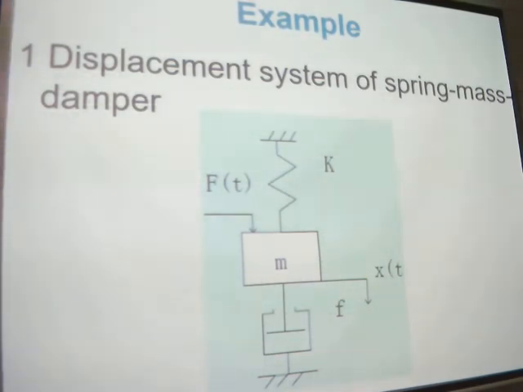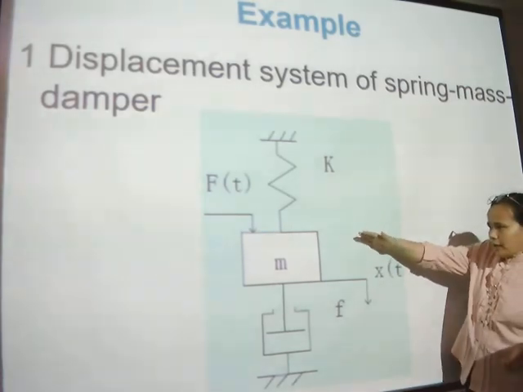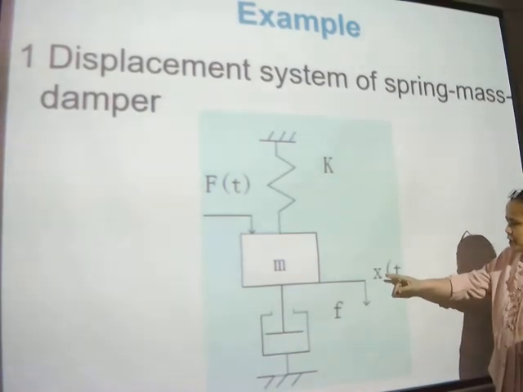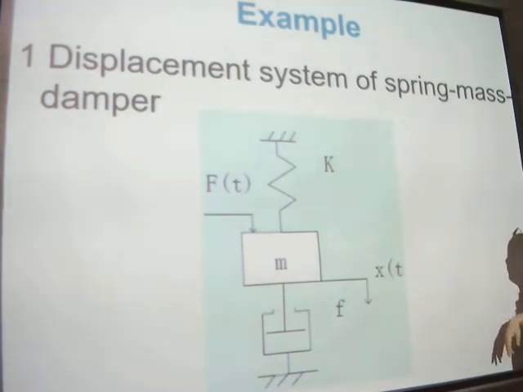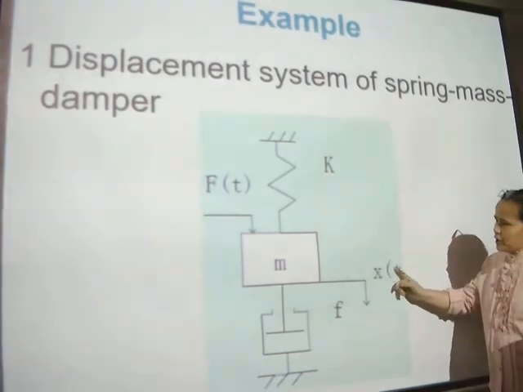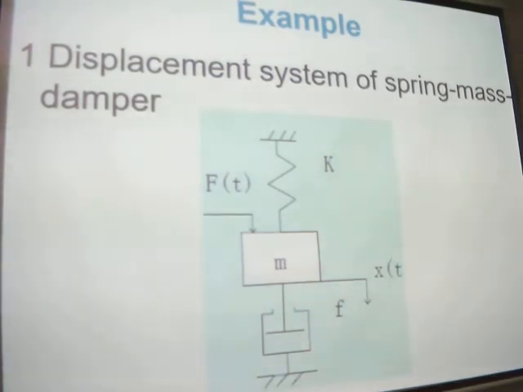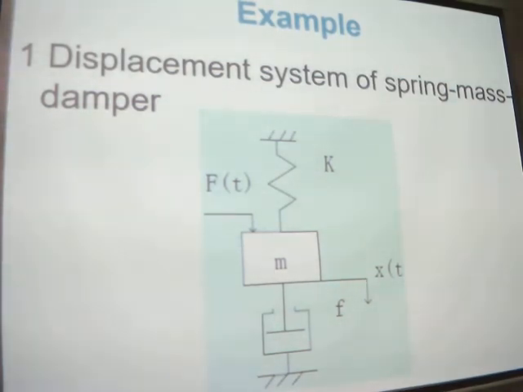And we use the distance from the origin point, x(t). Now we should make the mathematical model of this system, where the input is F(t).